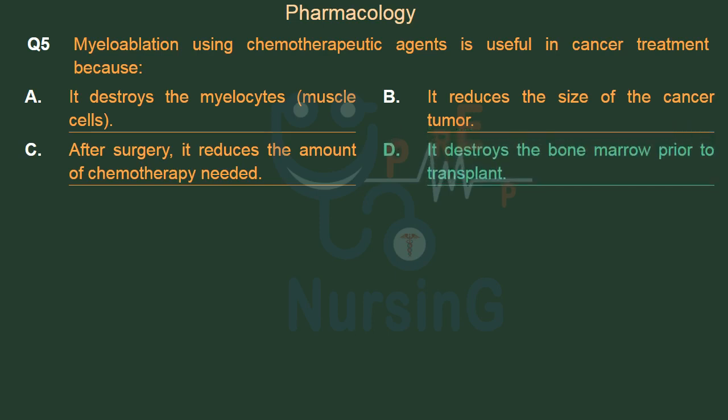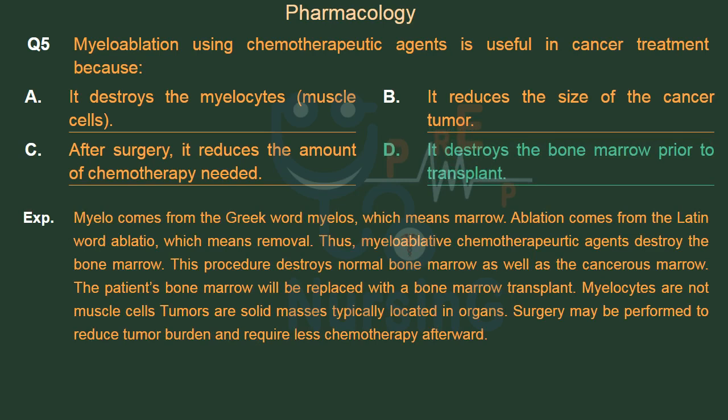It destroys the bone marrow prior to transplant. Myelo comes from the Greek word myelos, which means marrow. Ablation comes from the Latin word ablatio, which means removal. Thus, myeloablative chemotherapeutic agents destroy the bone marrow. This procedure destroys normal bone marrow as well as the cancerous marrow. The patient's bone marrow will be replaced with a bone marrow transplant. Myelocytes are not muscle cells. Tumors are solid masses typically located in organs. Surgery may be performed to reduce tumor burden and require less chemotherapy afterward.